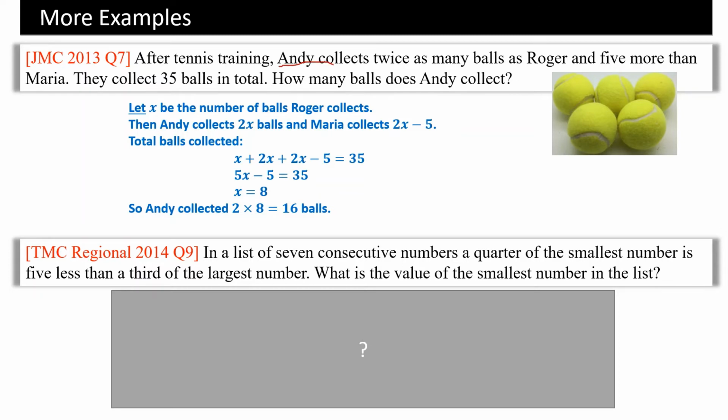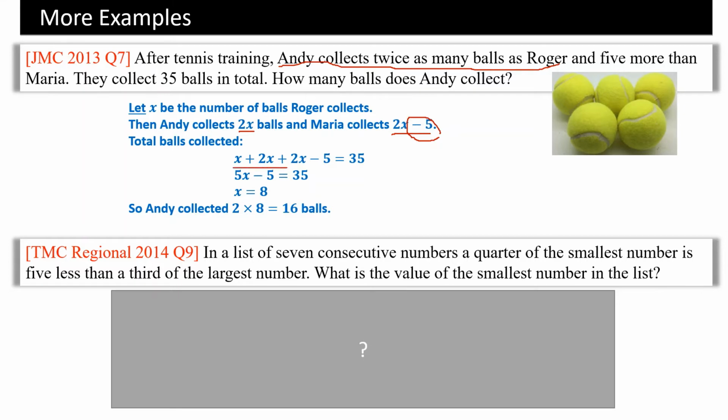So Andy collects twice as many balls as Roger. So twice as many as Roger would be 2x. And then Maria, we know that she would collect 2x minus 5. Why is it minus 5? Minus 5 because Andy gets 5 more than Maria. So if we know that Andy is 2x, then Maria would be 2x minus 5, because even though Andy gets 5 more, Maria would get 5 less than Andy's total. Then after we've done that, we can now form an equation.